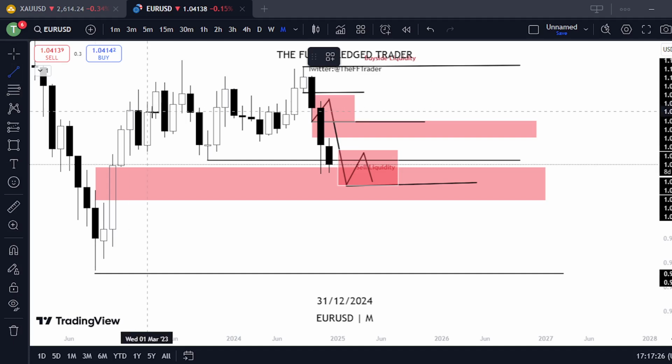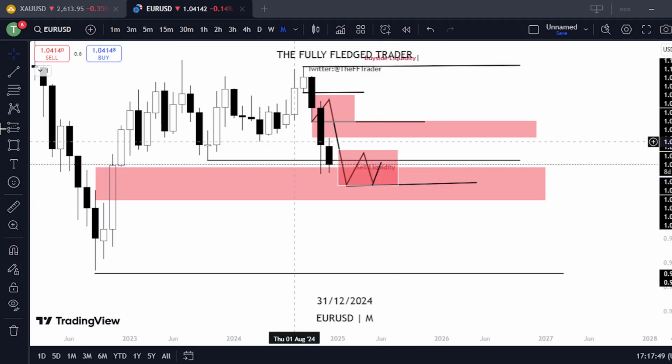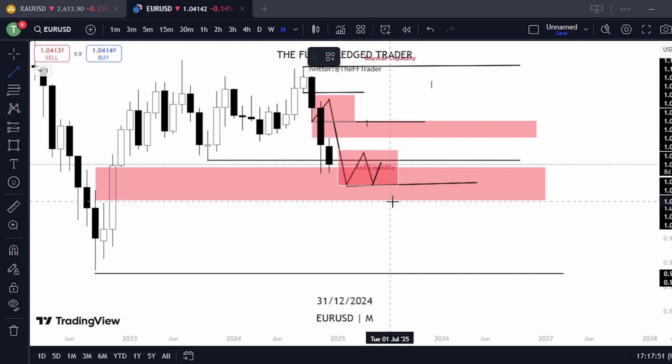So currently, based on what I have here, the bias is that I'm very bearish on this pair here. So what I'll be expecting here is to see some sort of follow-up move a little bit, more like a Judas swing, and then see price trade lower here.